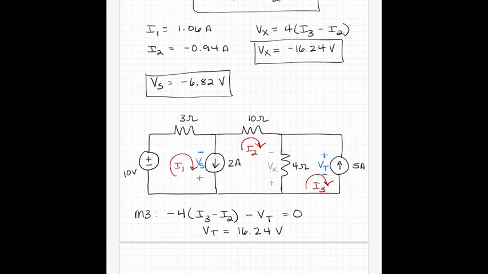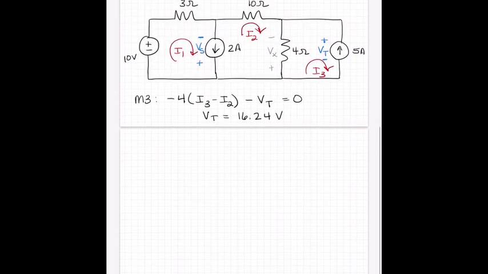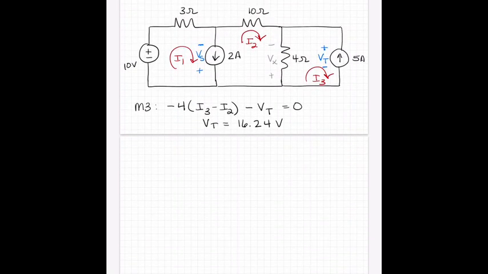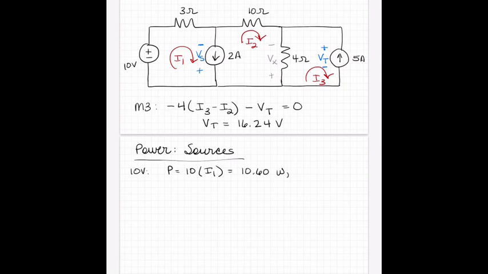Okay, all right, so let's solve for power now. So let's do the sources. We're going to use P is equal to V times I. So the 10 volt source, P is equal to V times I. V is the value of the voltage source. I is I1. I1 flows from minus to plus through the source. So we're going to solve for power delivered when we use I1. So this power is equal to 10.60 watts. And this is delivered power.